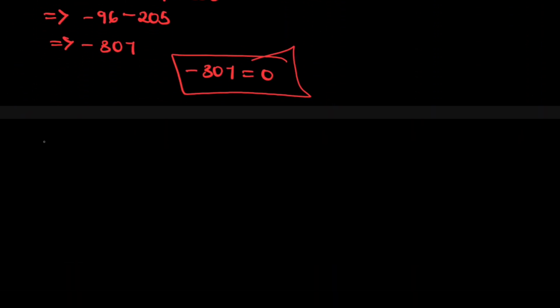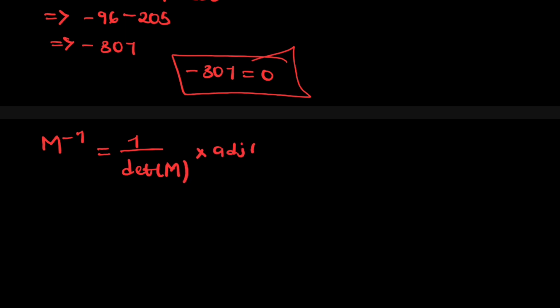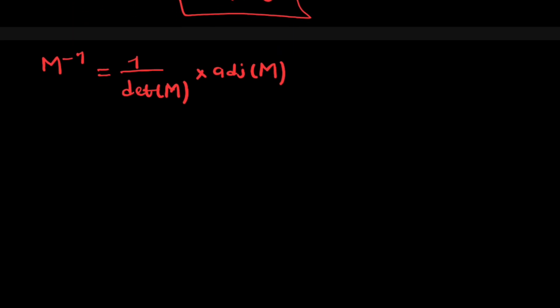Now to find the inverse of M, we first write our formula, which is 1 on the determinant of M, which we solved above, times the adjoint of M. So we know the determinant. Now let's find the adjoint of M.